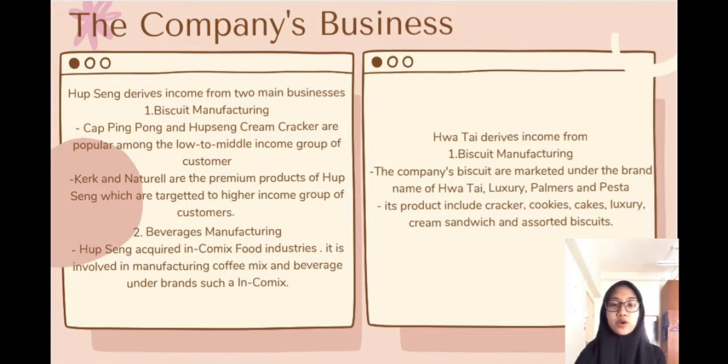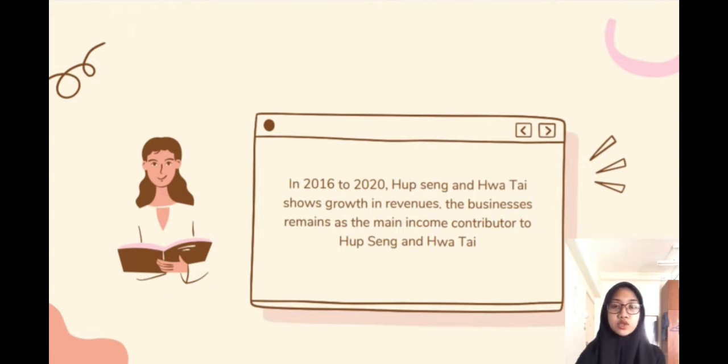Huatai derives income from biscuit manufacturing. The company's biscuits are marketed under the brand names of Huatai, Grocery, Farmers and Festa. Its products include crackers, cookies, cakes, luxury, cream sandwich and assorted biscuits. From this business in 2016 to 2020, we know that Seng and Huatai show growth in total revenue. The businesses remain the main income contributor to Seng and Huatai.